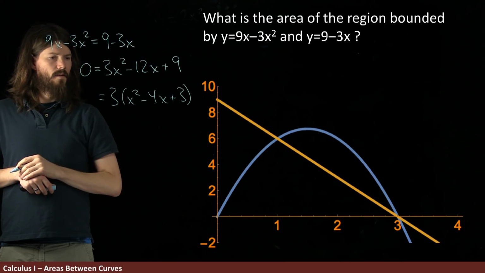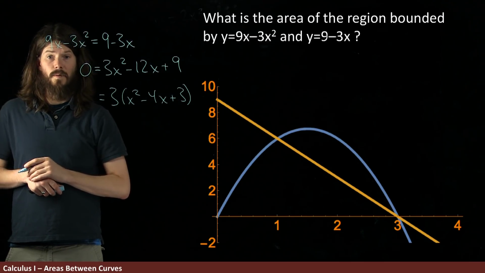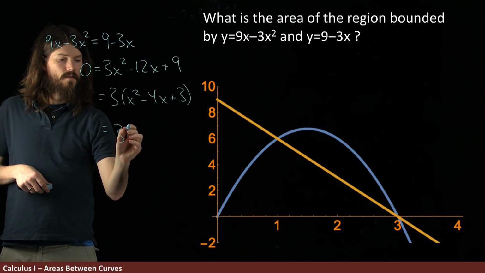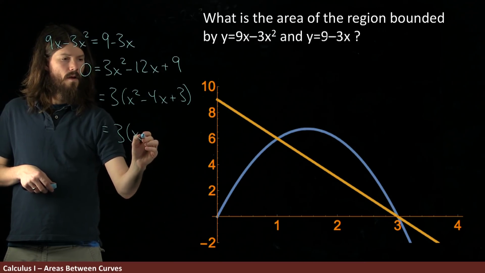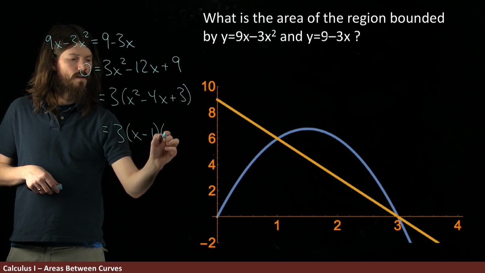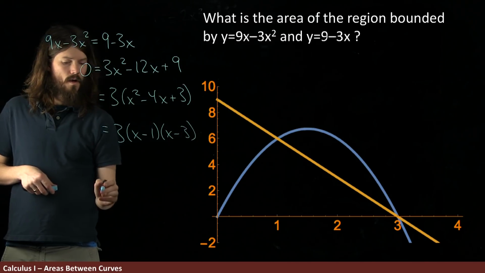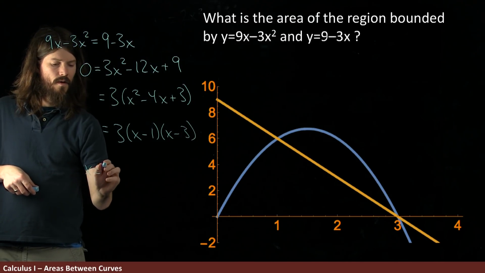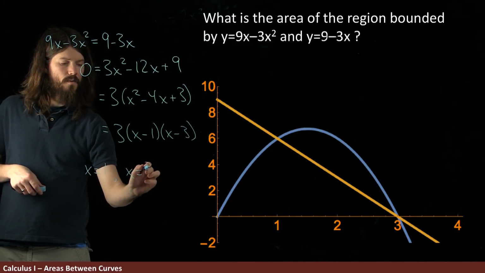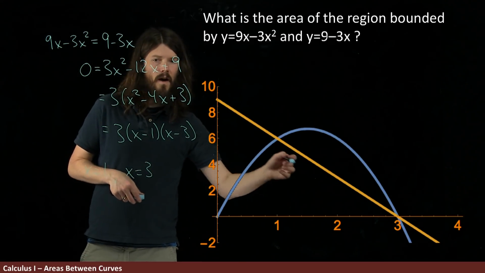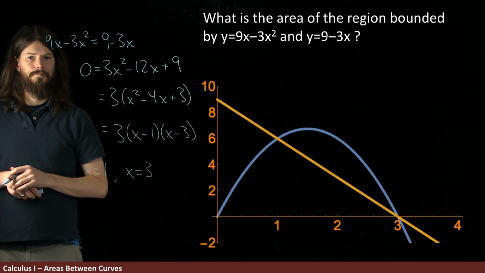Or 3 times quantity x squared minus 4x plus 3. And finally, that's 3 times x minus 1 times x minus 3. So our solutions are x equals 1, x equals 3. We suspected as much from the graph, but this just confirms it.